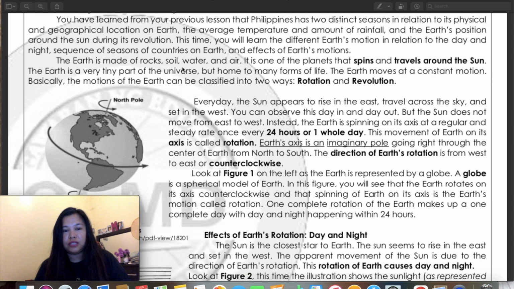Previously, about the different seasons in the Philippines, there are two distinct seasons, diba? The dry and wet season. There are two distinct seasons in relation to its physical and geographical location of the Earth. As you can see in the globe here, it is a matter of the geographical, kung nasaan yung na-locate yung Philippines sa globe. It is above or under the equator ba, or in the tropic area ba siya, and so on.